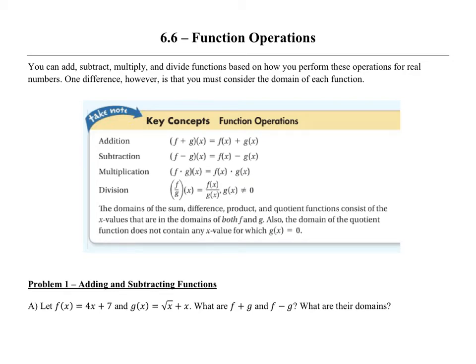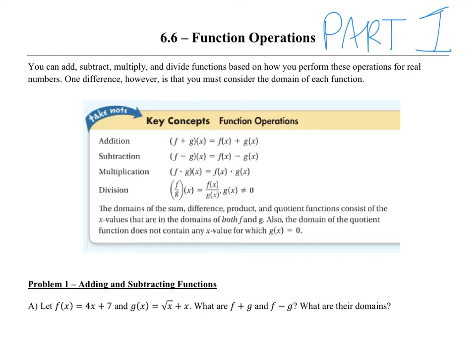6.6 function operations. This is actually going to be part 1. We're going to split this up into 2 parts. So this is going to be part 1. So function operations, when we have addition, subtraction, multiplication, division. Now when we're doing this, we're going to be focusing on the domain and range.